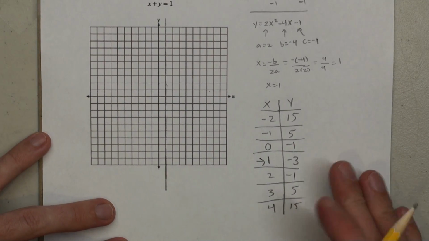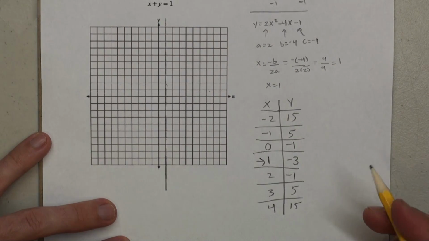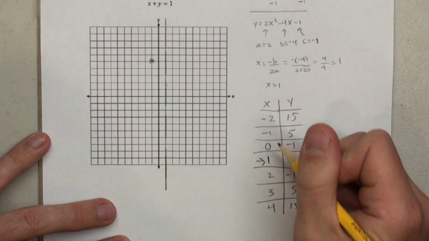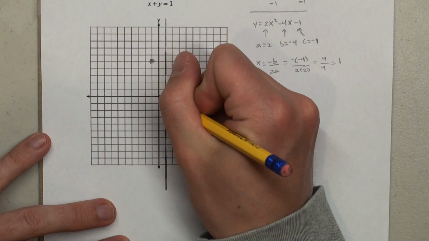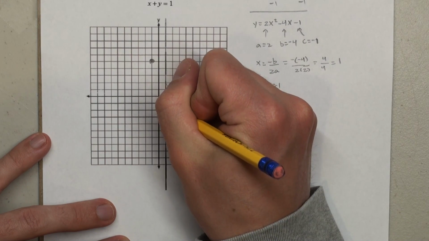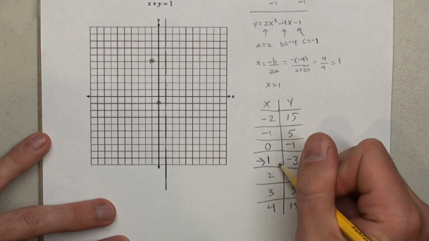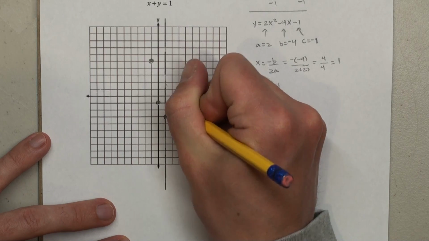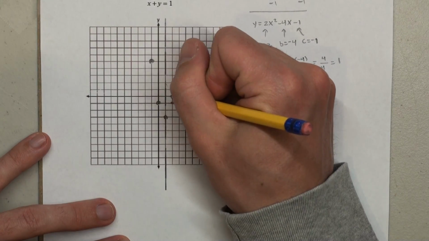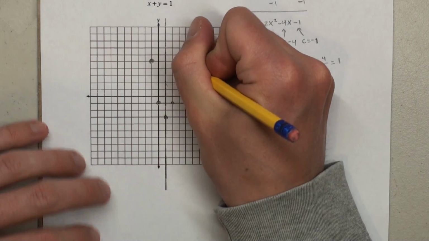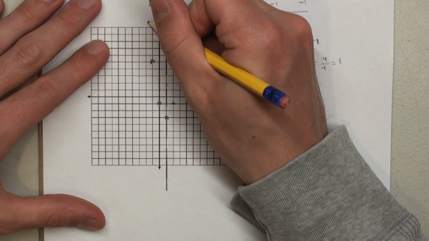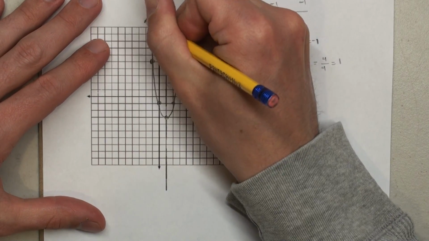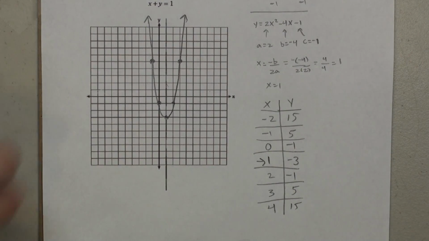Let's plot those points. We don't have to do the 15 because it's going to be off the graph. Let's do the others. Negative 1, 5. 0, negative 1. 1, negative 3. And then we're going to go 2, negative 1, 3, 5. And that's all we need, okay? Because it's going to go off the graph otherwise. Okay, there's our parabola.